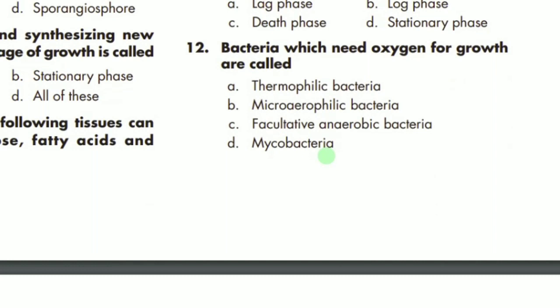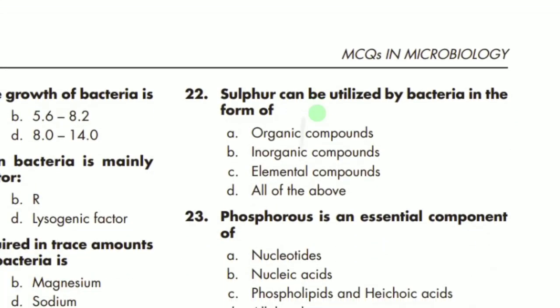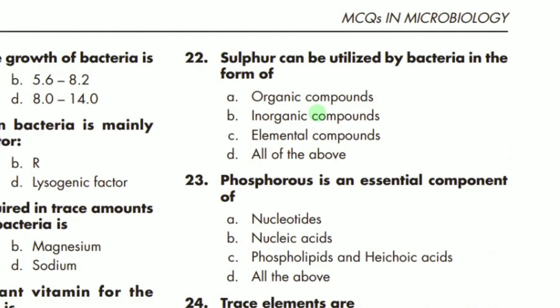MCQ number 11 says that mycotoxins are formed during the end of what? It is mostly formed during the end of lag phase. A is the correct option. MCQ 12 says that bacteria which need oxygen for growth are called, it is called microaerophilic. So B is the correct option. Then we have MCQ 13 which says the pH required for bacteria. For most of the time bacteria require 6.8 to 7.2 pH. So A is the correct option.